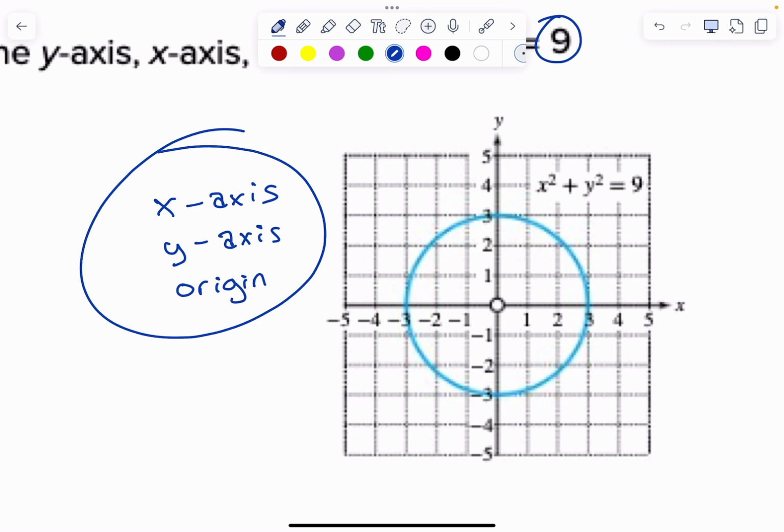This is one of the only cases, actually I think this is the only case, where it will have all three. Typically if it has x-axis symmetry, it will not have y-axis, and vice versa. Probably.